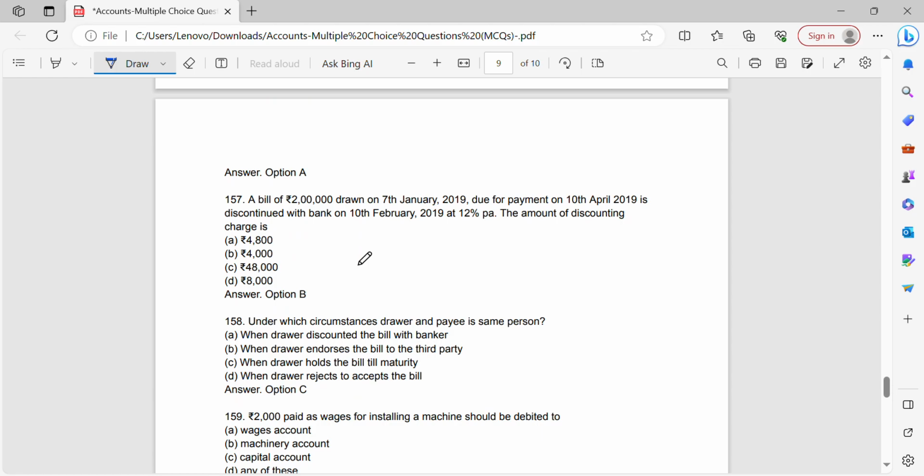A bill of rupees 2 lakh drawn on 7 January 2019, due for payment on 10th April 2019, is discounted with the bank on 10th February 2019 at 12% p.a. The amount of discounting charge is option A, rupees 4,800; B, rupees 4,000; C, 48,000; D, 8,000. The correct answer is option B, 4,000.